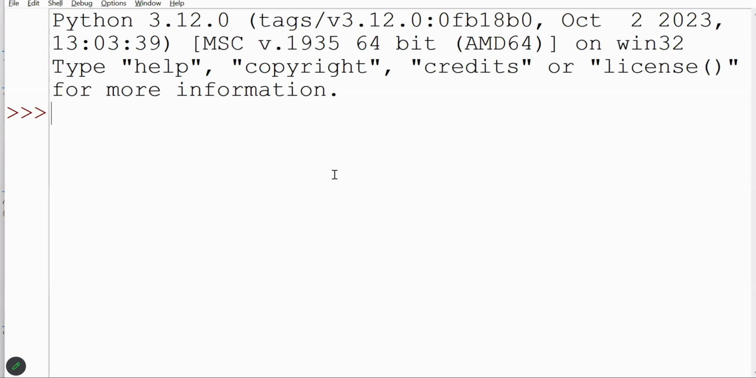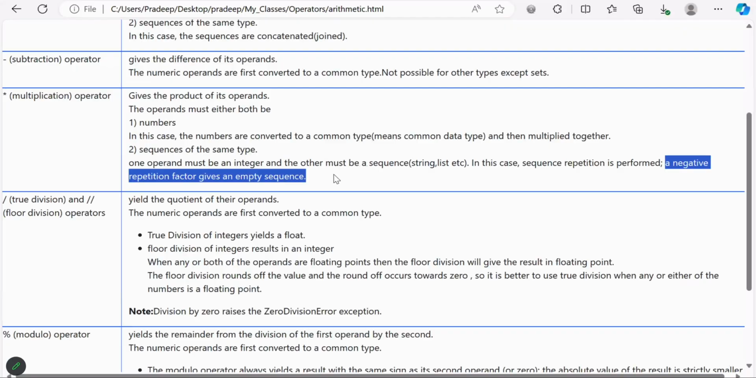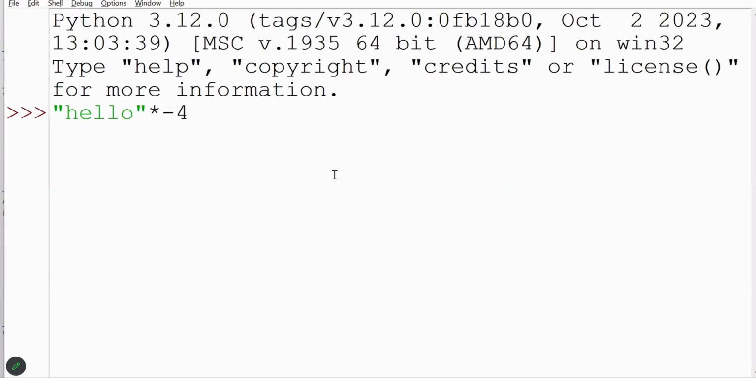So if you understand this, what will we get as output for this one? This is a negative one, right? There is already a positive 0 or something like this, right? No, you have to again read the statement. A negative repetition gives an empty sequence. So basically, it will give an empty string. Correct, that's the perfect answer. So like this, it will apply for anything.